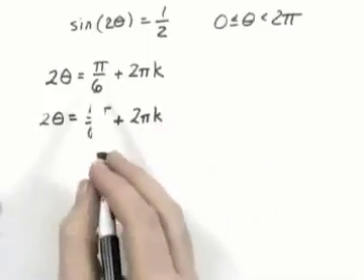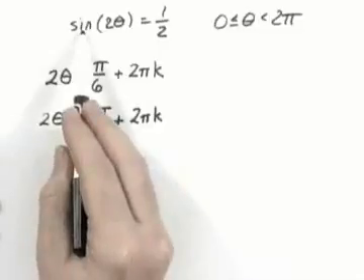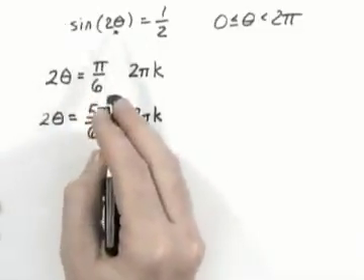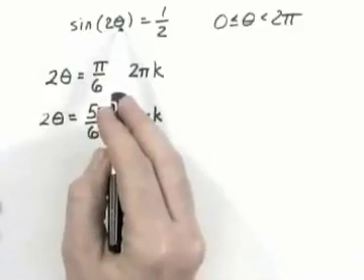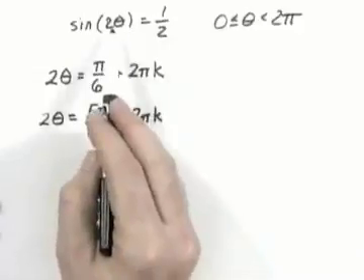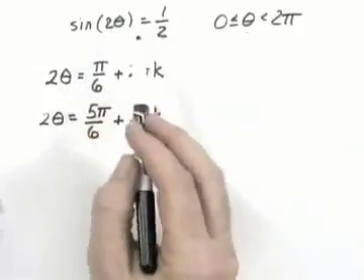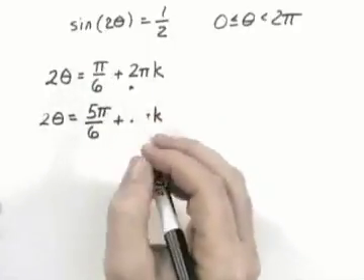The reason that I know to do that is because this particular function, y equals sine of 2 theta, has a period of just pi radians. So I go through 2 complete cycles of the graph between 0 and 2 pi. Therefore, I'm going to expect more than just these two as answers.